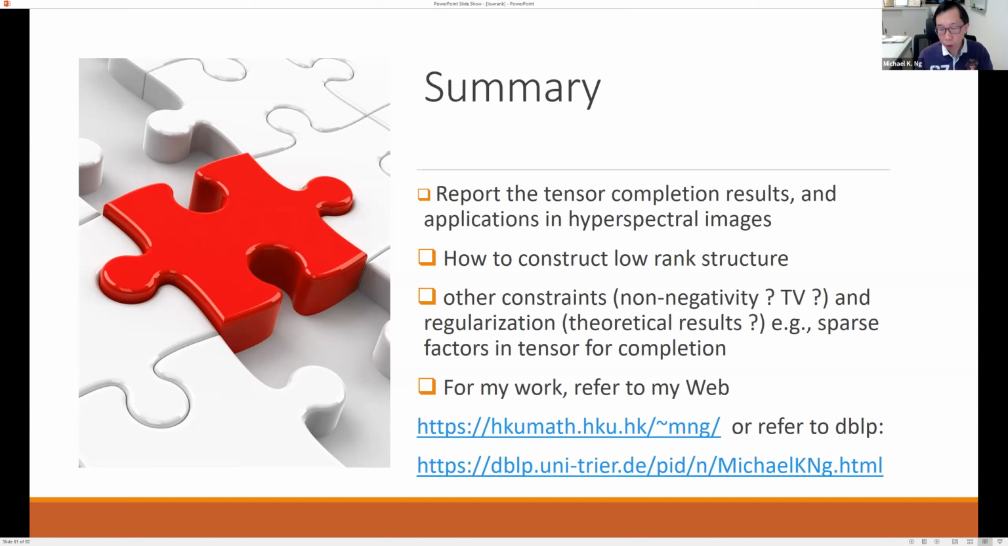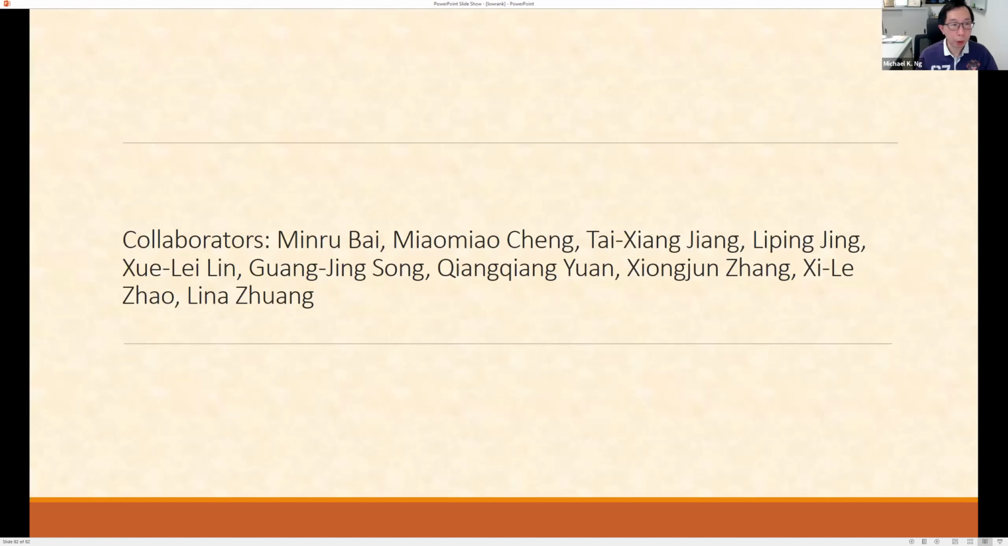But exactly what kind of theoretical results can we generate? That means, for example, if you have a TV regularization plus this low-rank structure, can we prove that we have a theoretical error bound for recovery? I think this is still a very interesting problem to look into in the future. And finally, I would like to thank my collaborators so that we can have some very interesting results to be presented today. Finally, thank you very much.